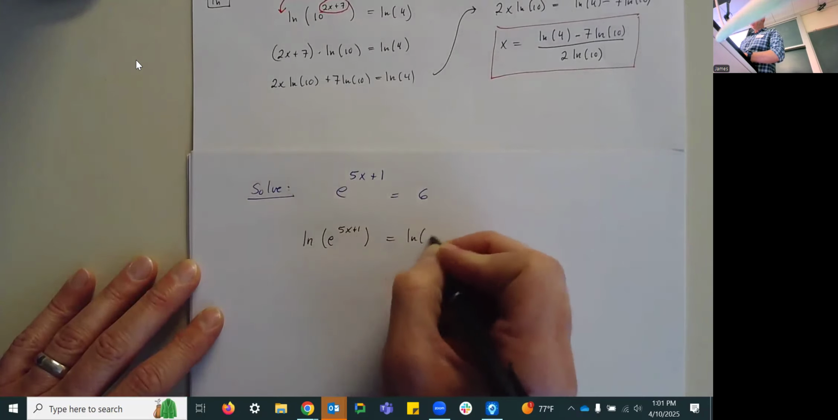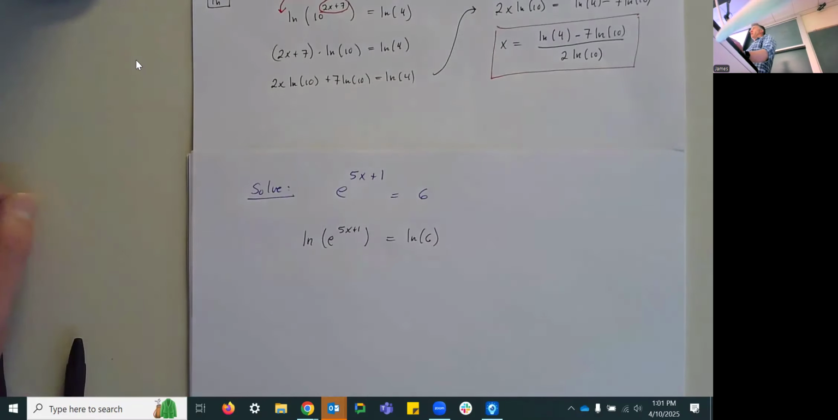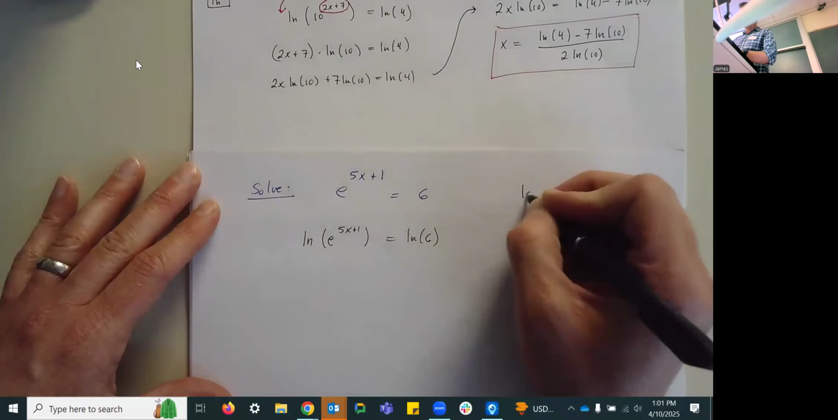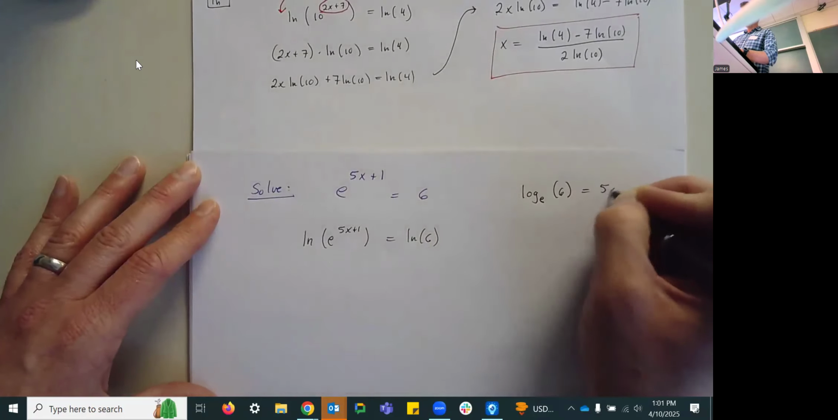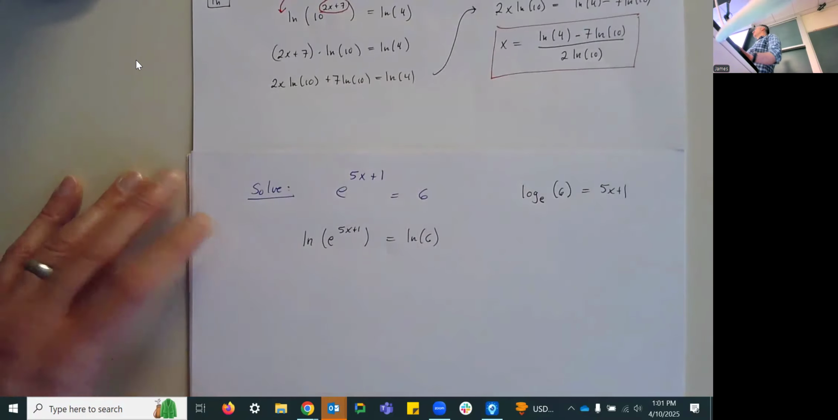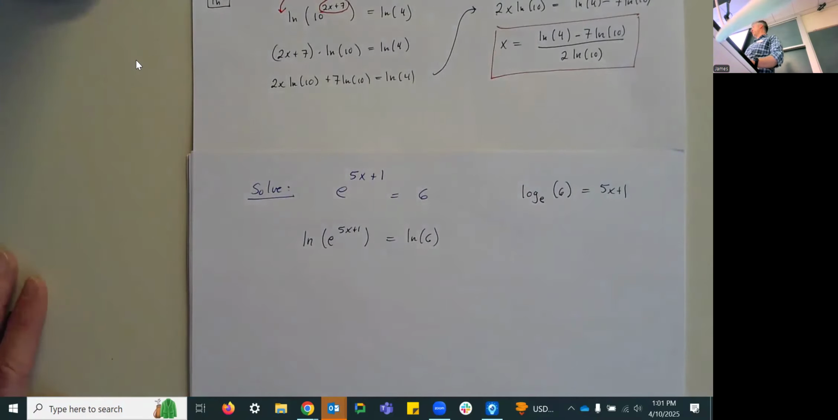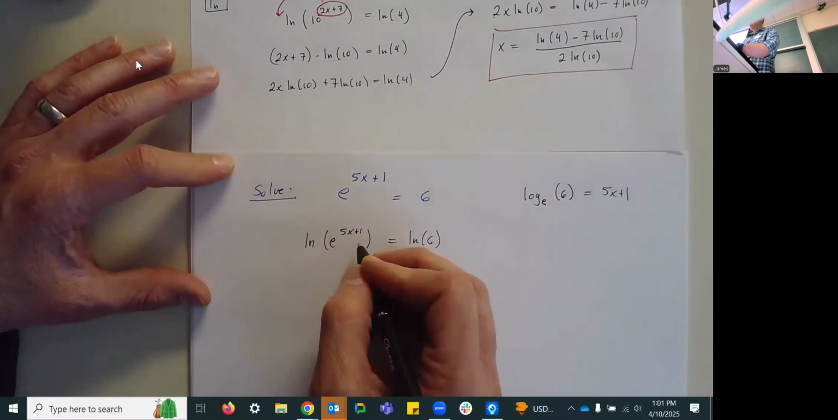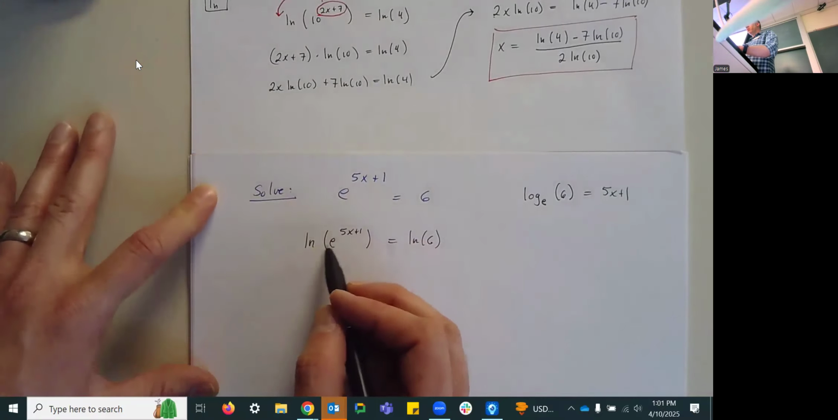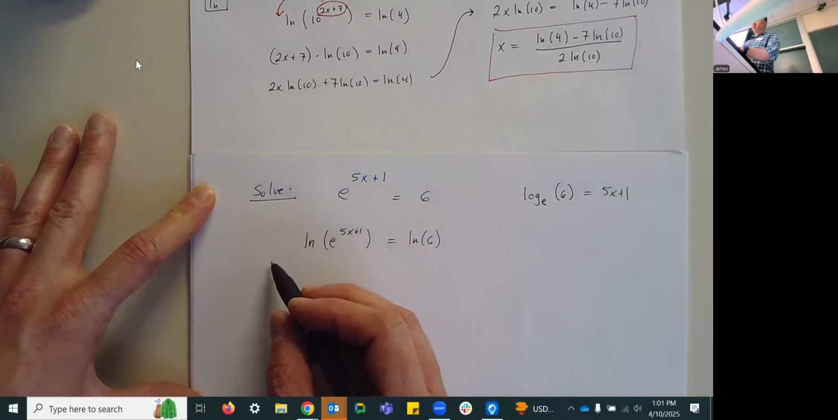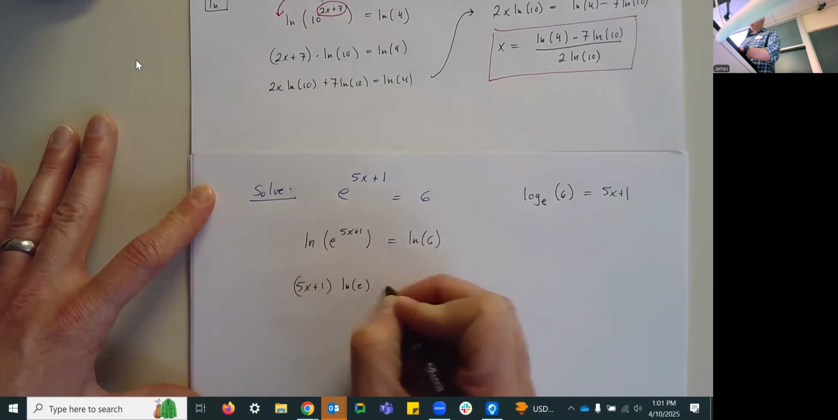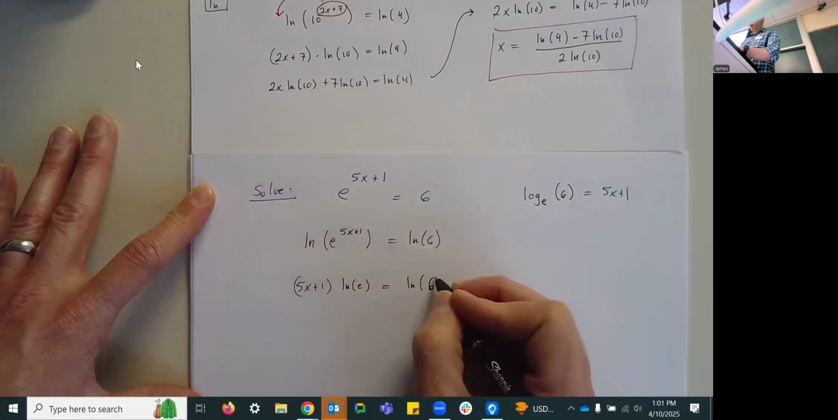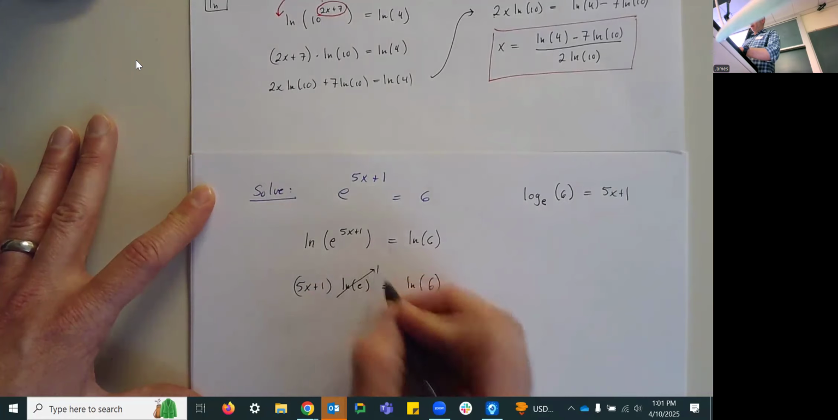At least, that's how I usually think. You could also think of rewriting it as the log base e of 6 equals the exponent. But I think it's easier to say to yourself, I'm just taking the natural log of both sides. Then on this side, you could bring down the 5x plus 1, so you have 5x plus 1 times the natural log of e equal to the natural log of 6. And the natural log of e is just 1.